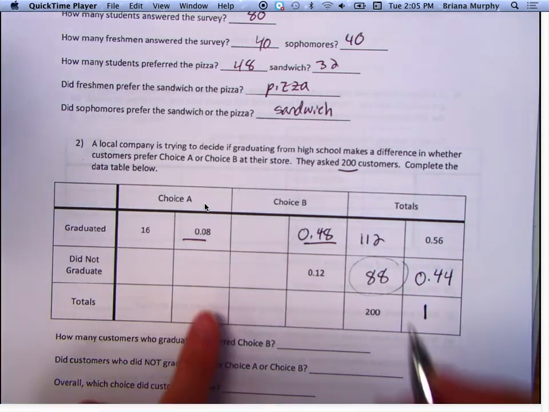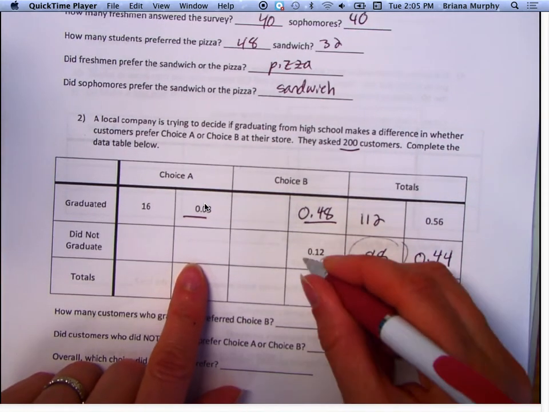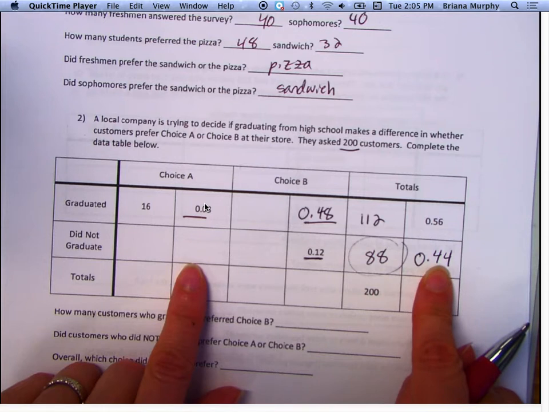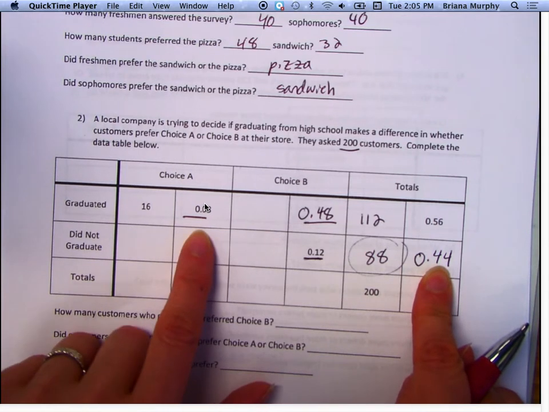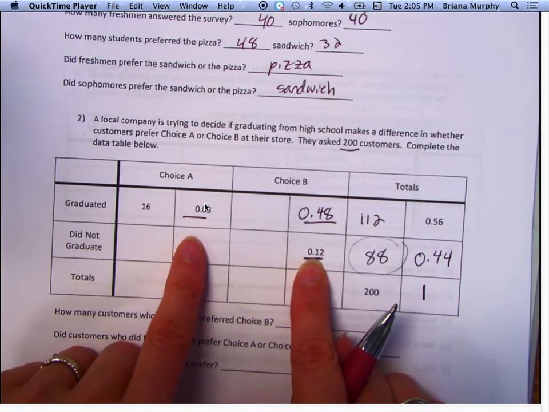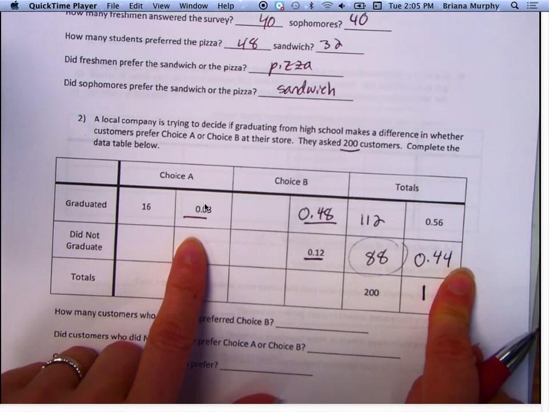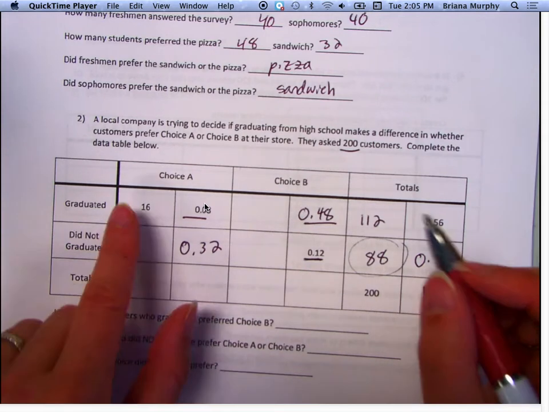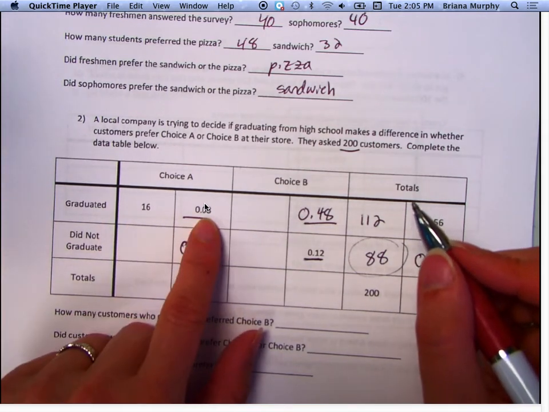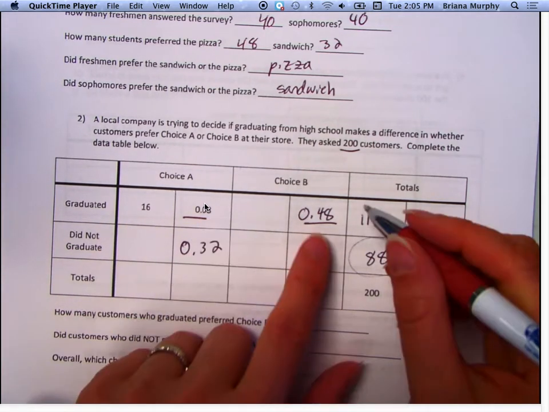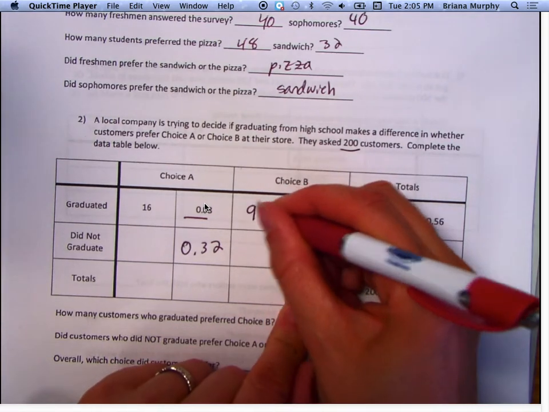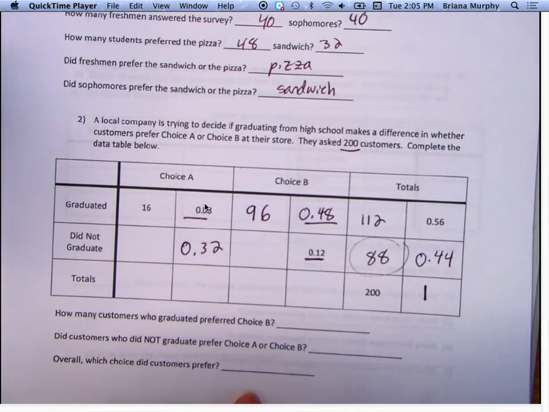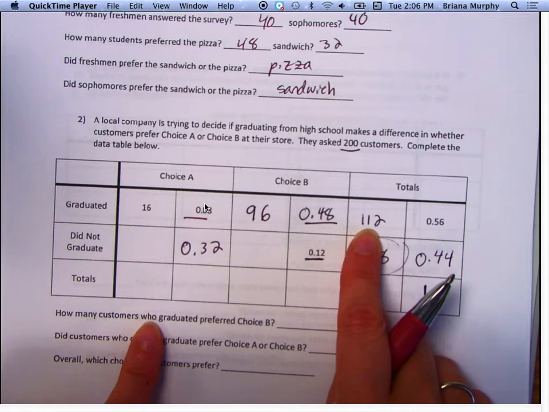Okay? So let's try another one. This is 12. This is 44. So how much does this one have to be? What plus 12 gives me 44? Oh, that's 0.32. Okay. If this is 16, because it's 0.08 of 200, then 0.48 would be 96. So far, so good? So you're still timing that? Or I did 112 minus 16, either way.